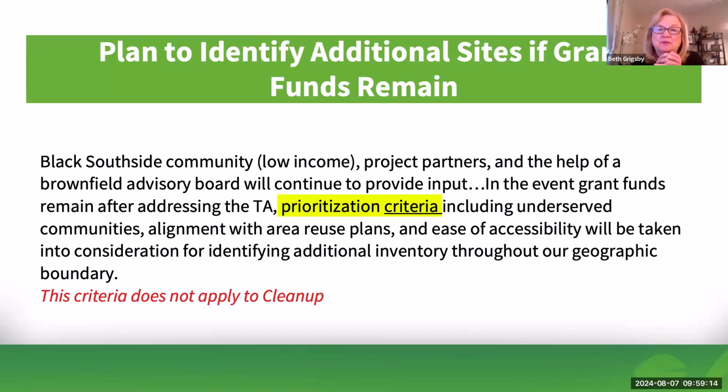Plan to identify additional sites, if grant funds remain. This is important. Don't forget this piece, and make sure it's a good time anyway to understand what your prioritization criteria is. This is something, of course, EPA Region 5 could help you with, but TAB can assist you with too.